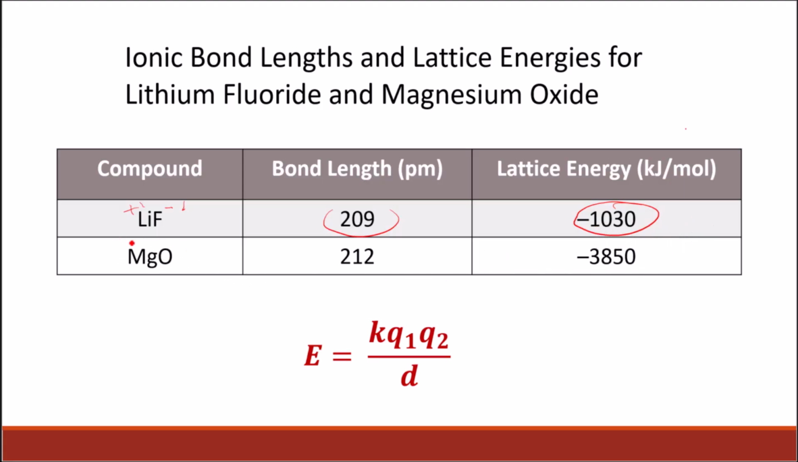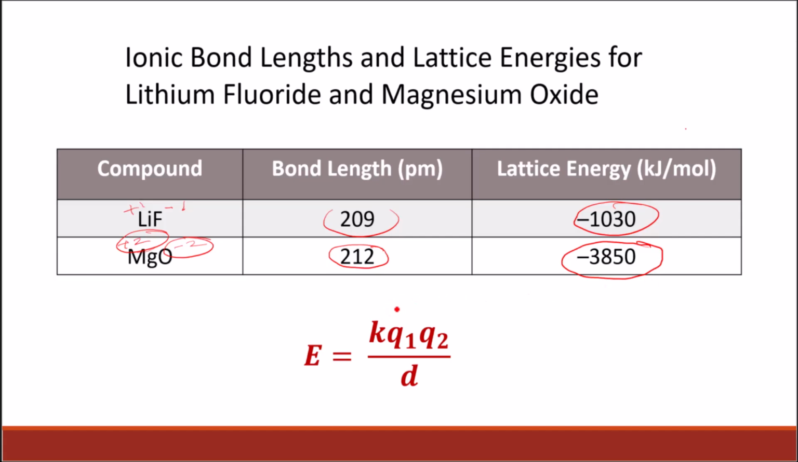So let's look at magnesium oxide. You have a +2 oxidation state or charge on magnesium. You have a -2 charge for oxygen. So you've got bigger charges, and the radius is still very close to the lithium fluoride radius at 212 picometers. But look at the lattice energy. Because those charges are so much bigger and the size is not that much different, the bond length is very close to the bond length of lithium fluoride, you get a huge release of energy.